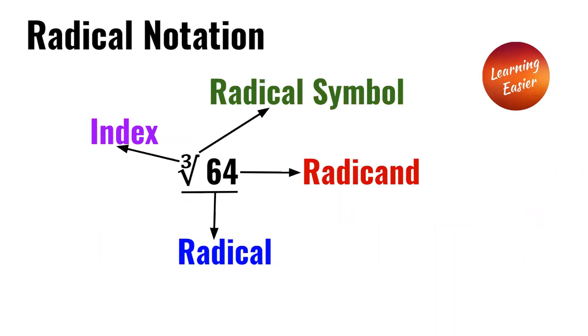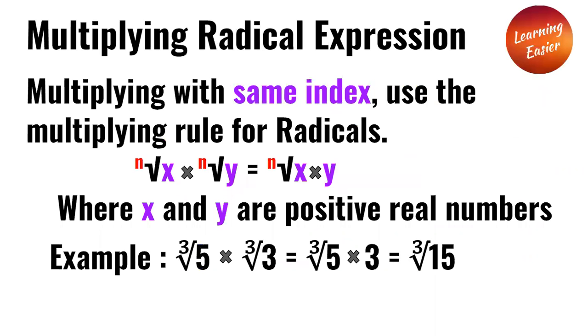Radical notation. Inside the radical symbol is the radicand. Outside the radical symbol is the index. The index, the radical symbol, and the radicand, all combined, is the radical.